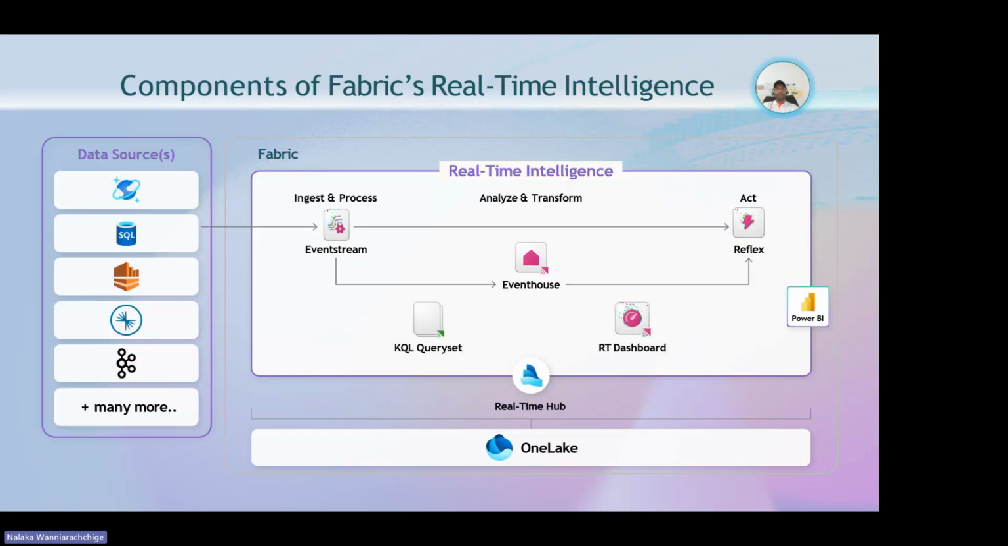Right. So this is another representation of the real-time intelligence components. You can see these are the data sources. Then we can ingest and process inside the event stream, and then we send those into the event house, which consists of databases and tables, and we can act upon the rules we define.